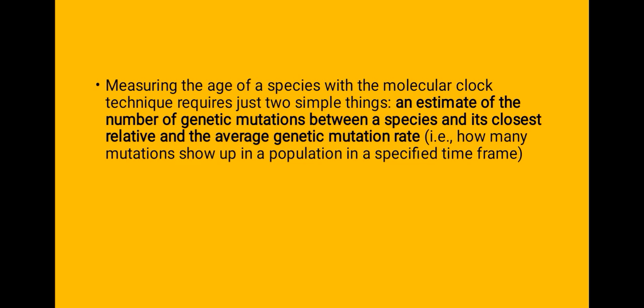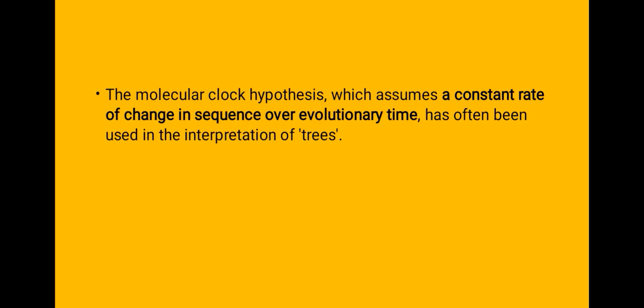Measuring the age of species with a molecular clock technique requires just two simple things: an estimate of the number of genetic mutations between a species and its closest relative, and the average genetic mutation rate, how many mutations show up in a population in a specific time frame. The molecular clock hypothesis assumes a constant rate of change in sequence over evolutionary time.